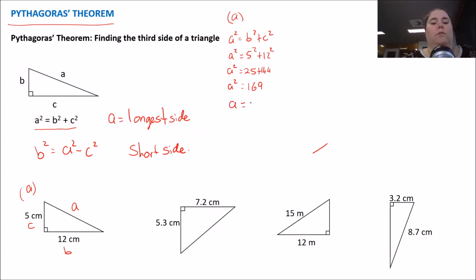Now when I tell you to square root, usually I want a plus or minus, but considering this is an actual length, we only want the positive version. So there we go, using Pythag.